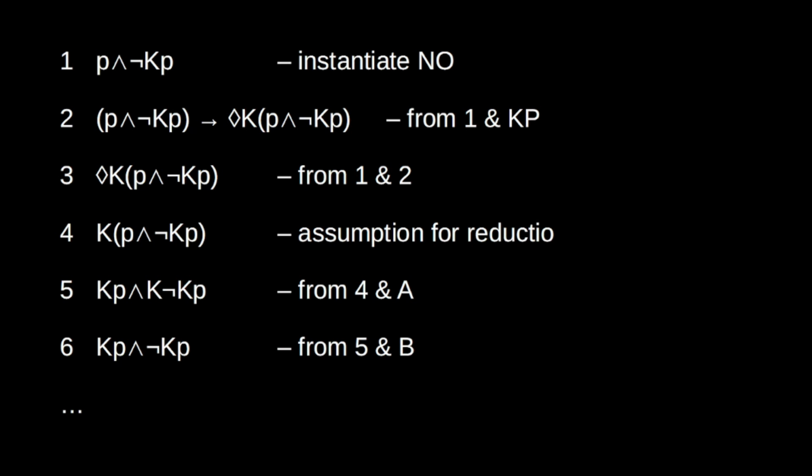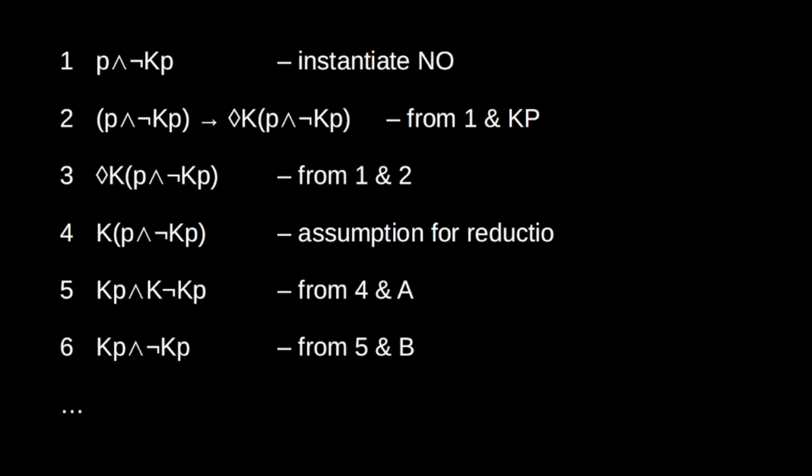And already, as we've seen, this is a troubling conclusion. Line 3 says it's possible to know the conjunction P and it is not known that P. I can know that P and I can know that it is not known that P. Already, a strange conclusion. There is a further formal argument to the effect that this conjunction cannot be known. So here's how the rest of the proof proceeds.